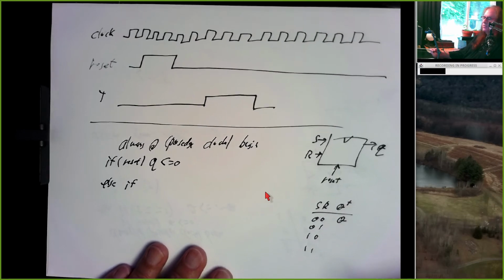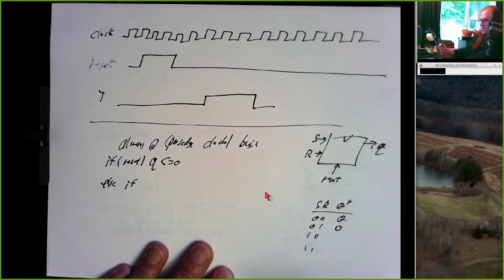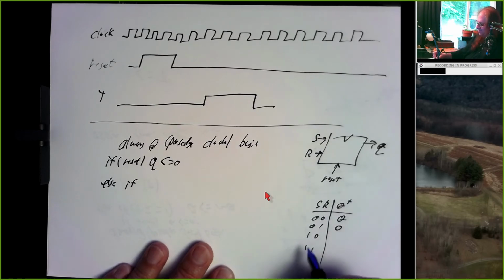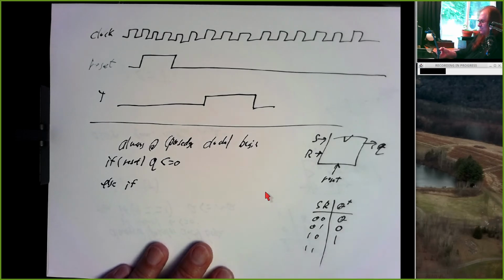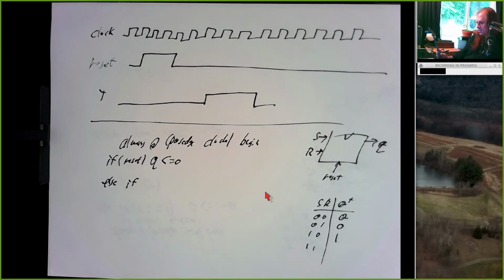Doesn't change the value. If R is a 1 and S is a 0, it resets, so it changes the output to a 0. If S is a 1 and R is 0, it sets, which changes the output to 1. And if both of these are 1, I don't know what we want to do. We've got a few options. We could say this is undefined, and we could simply not specify a behavior.